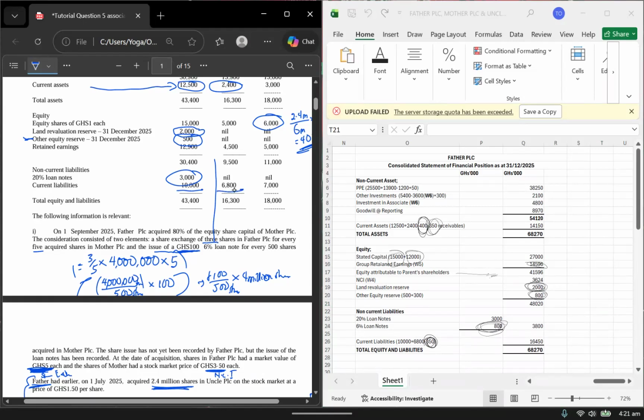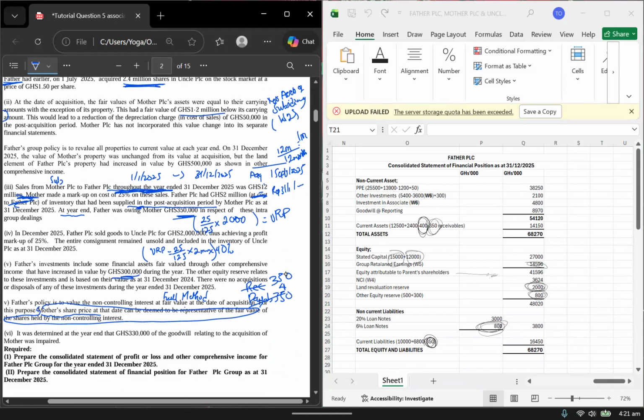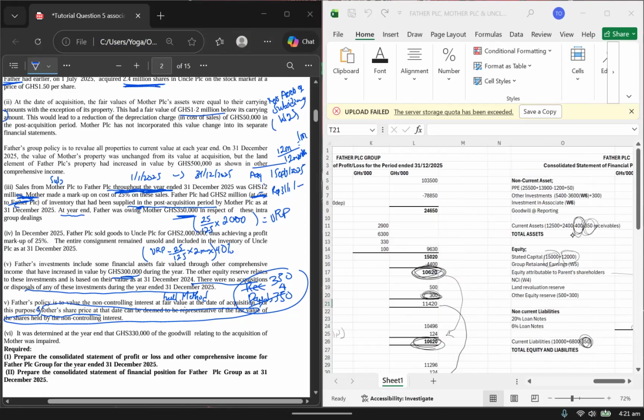And then the receivables and the payables, this thing that we are canceling off, this one from this side of the statement. Okay, 350. We are canceling it off. 350. So we subtract. Now we get 16,450. Add all of them, 68,270, 68,270. Right? So this is basically what we did.